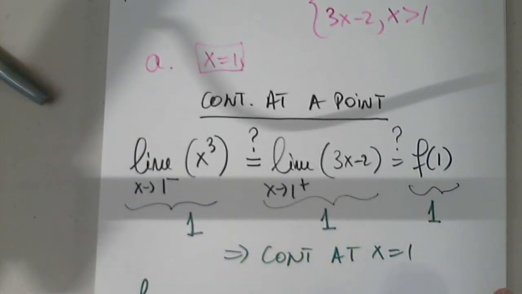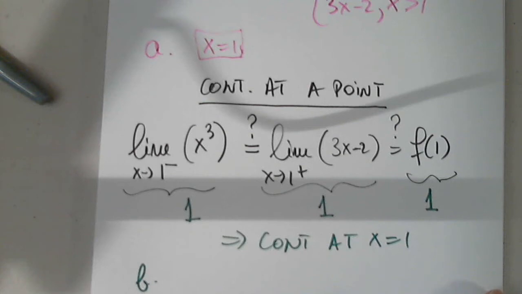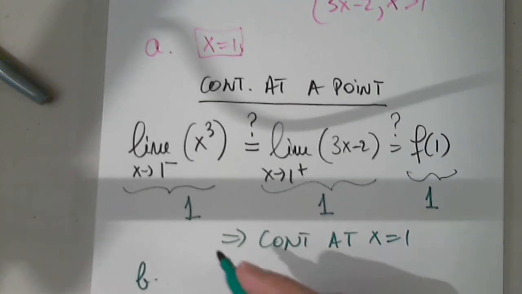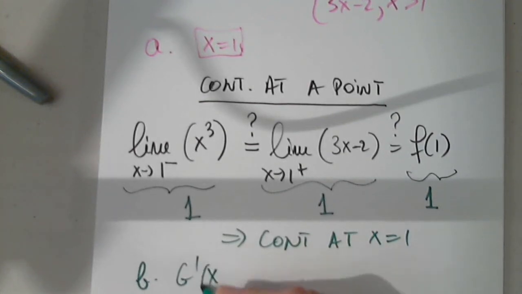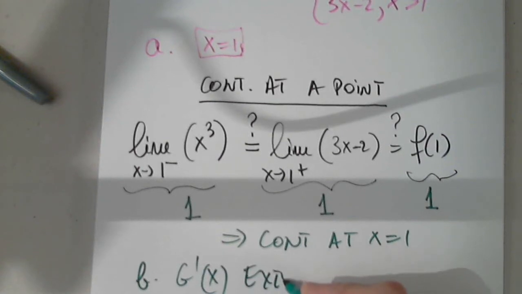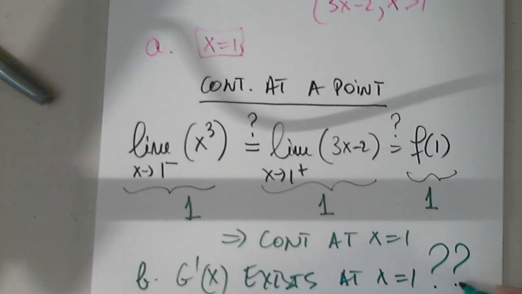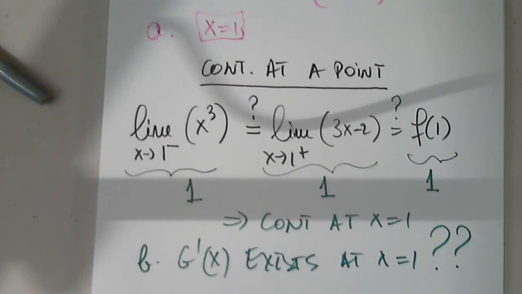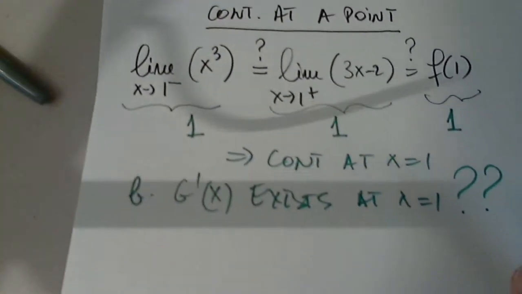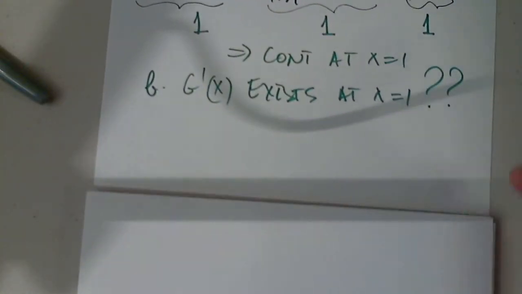Part B. Is g differentiable at x equals 1? Why or why not? Does g prime of x exist at x equals 1? I don't know. Okay. So what can we do in this situation? We're going to try to find g prime.